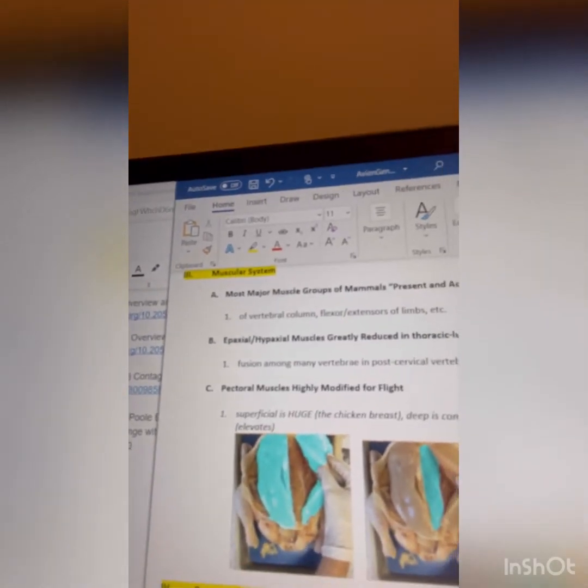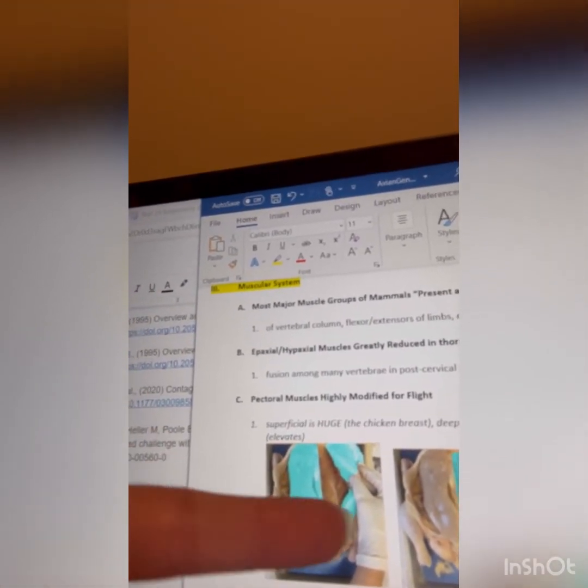And then we got into the muscular system of birds. Most major muscle groups of mammals are present and accounted for, of the vertebral column, the flexors and extensors of the limbs. The epaxial and hypaxial muscles are greatly reduced in the thoracic and lumbar area, except in the neck. So there's much fusion among many vertebrae in the post-cervical vertebral column because it renders them unnecessary. And then the pectoral muscles of a bird are highly modified for flight. So the ones here, those are your chicken breasts, and those are your chicken tenders. The superficial ones are the huge ones here, and the deep ones are those little chicken tenders underneath.